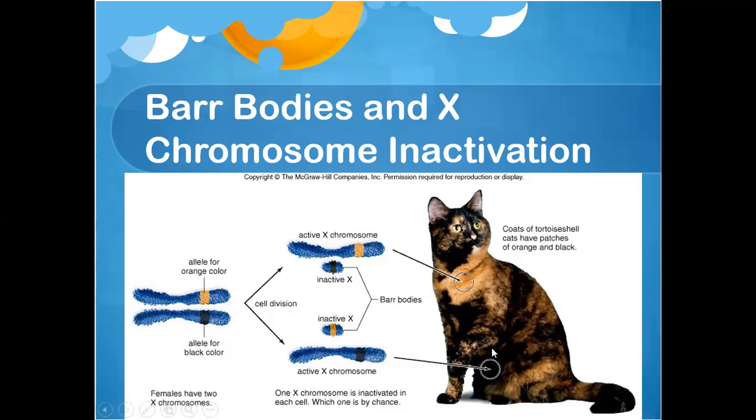And in other spots, the tan color will be on the inactive X chromosome, the Barr body, and then the black color will show through. And that's how you get this kind of tortoiseshell pattern. So again, for a lot of traits, you can't actually see where different X chromosomes are activated, but there are instances like this where you can, which I think is really neat.